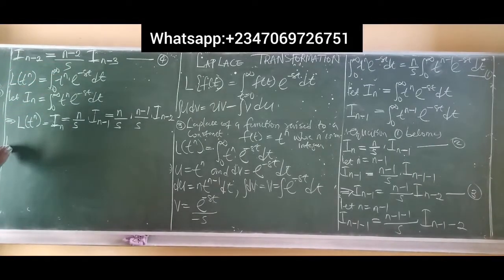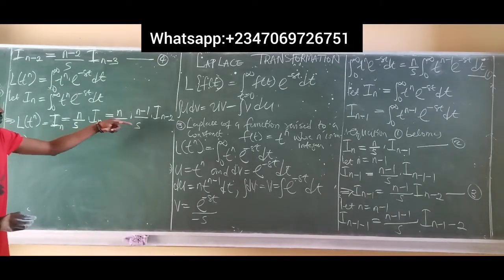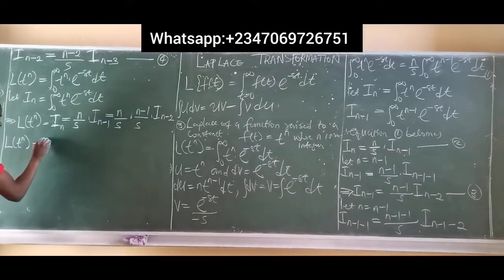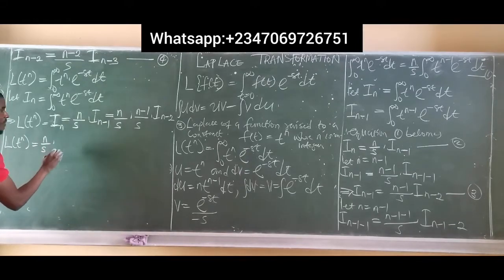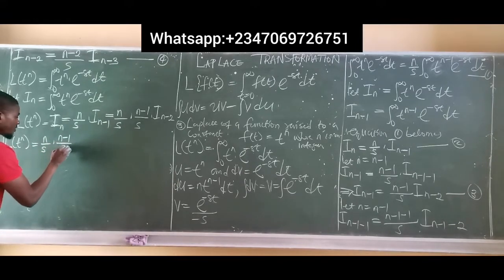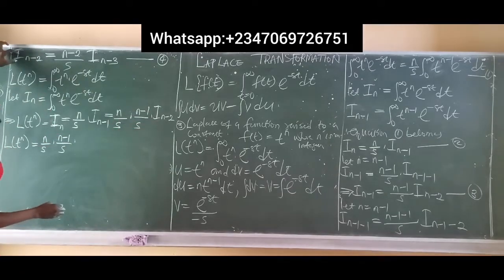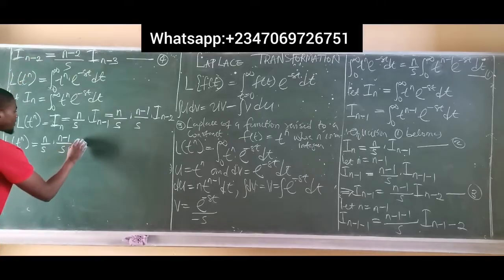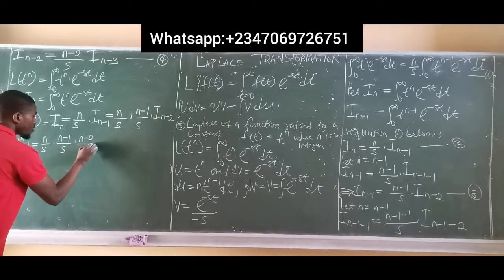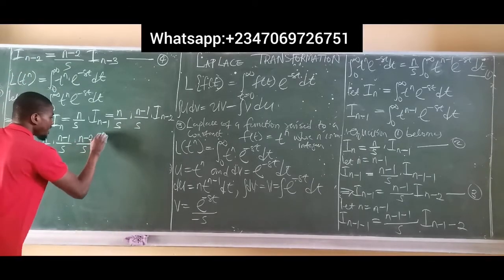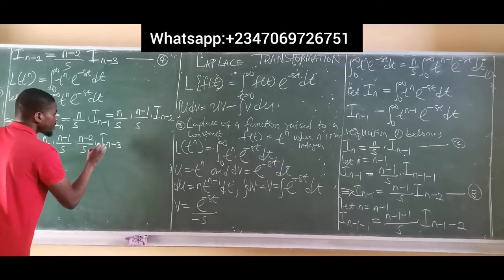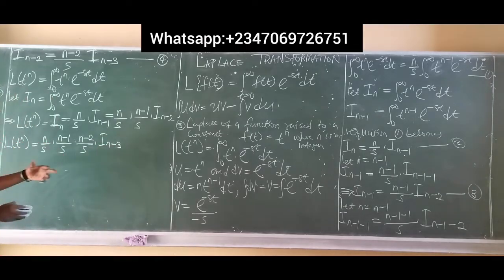So this means the Laplace transformation of t to the power of n is equal to, we are continuing now from here, n all over s multiplied by n minus 1 over s multiplied by, now in place of I n minus 2, this is the value for I n minus 2, so we simply have n minus 2 all over s multiplied by I n minus 3. So which means we can continue going. Of course, we can find the value for I n minus 3.